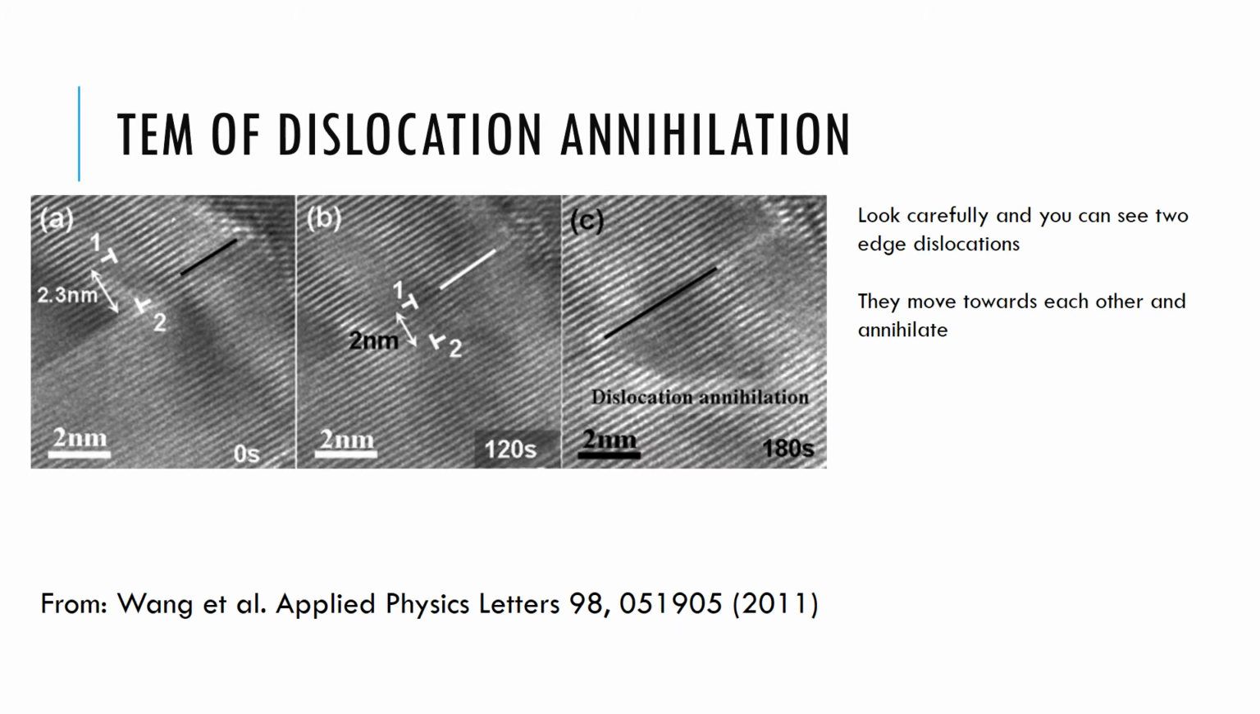Now, you can see this, and I urge anyone to download this paper from Applied Physics Letters, because you can see two edge dislocations moving towards each other in this series of transmission electron microscopy images. So on the left there is highlighted two edge dislocations on either side of their respective Burgers vectors, and the two right-hand images are at 120 and 180 seconds respectively, and you can see that they move closer to one another until they eventually meet and they annihilate each other.